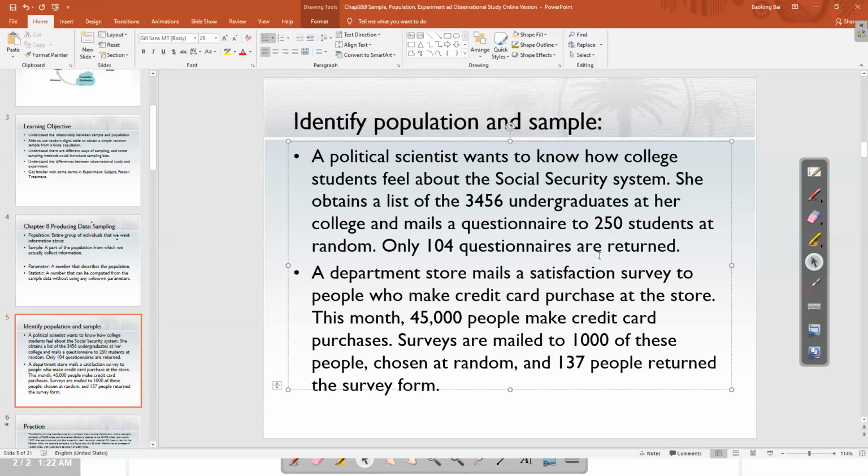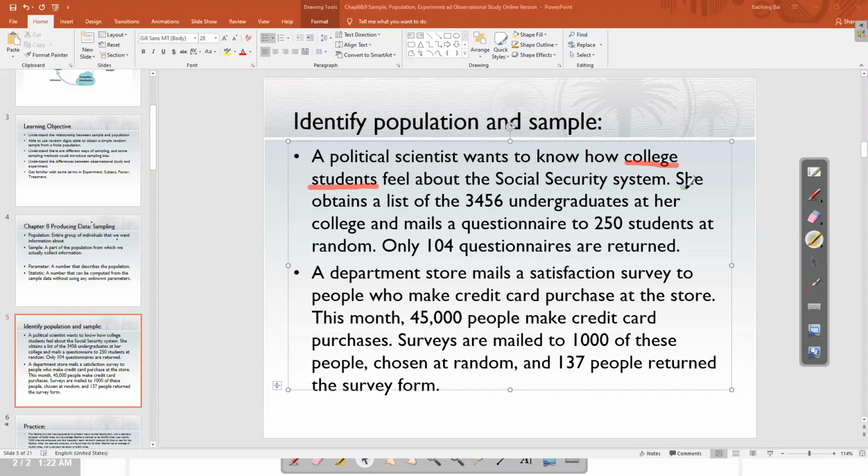A political scientist wants to know how college students feel about the social security system. From this sentence, basically the research interest is already given, right? The researcher is interested in college students, and that's our population basically, right? Population is the group of individuals the researcher is interested in. So that's the population right there.